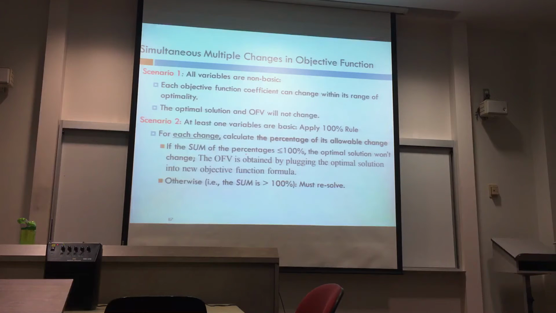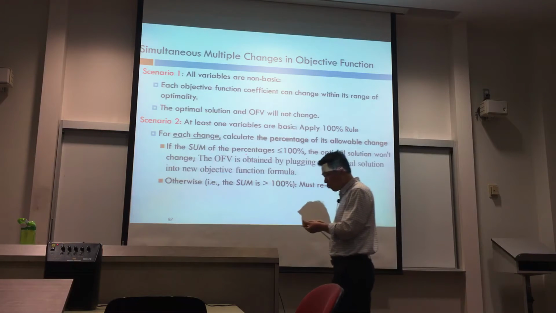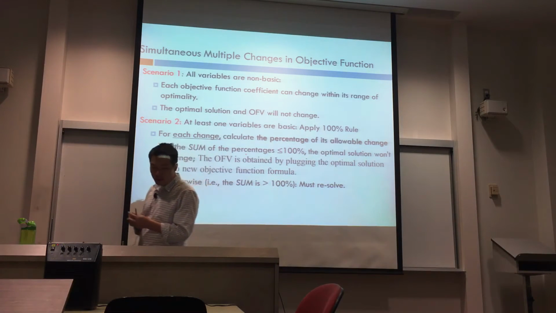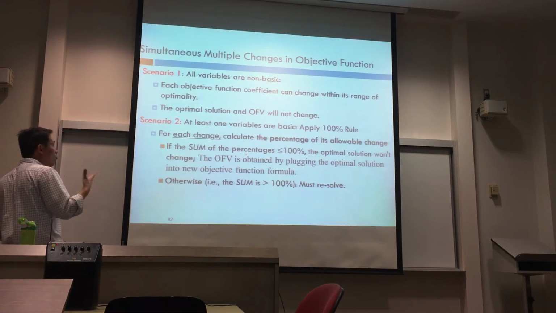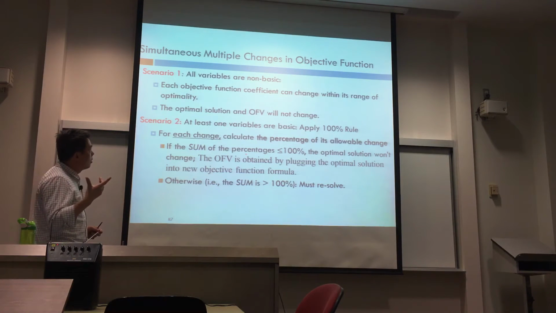The first one is you have multiple changes in the objective function coefficients at the same time. Then what do you do? We have two scenarios, okay? The first scenario is all the variables are not basic. That means those variables affected are zero at optimality, right?